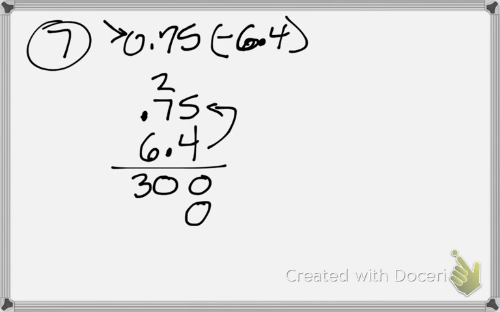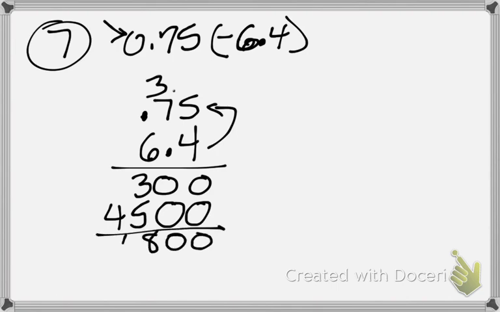Add a 0 for a placeholder. Now do 6 times 5 and get 30. Carry my 3. 6 times 7 is 42, plus 3 is 45. I'm going to add everything together, so all I did was treat that just like double-digit multiplication without accounting for the decimals. Now I got to account for the decimals.